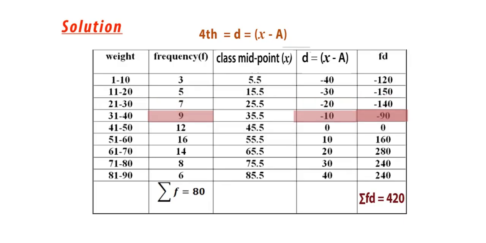The fifth, we have 0. The sixth, we have positive 160. The seventh, we have 280. Then we have 240. Then we have another 240. Good. So the total will give us 420. That is very good.